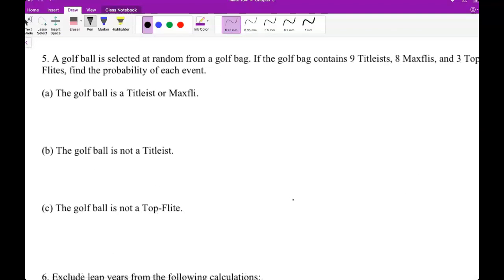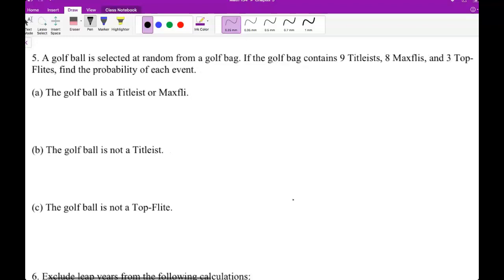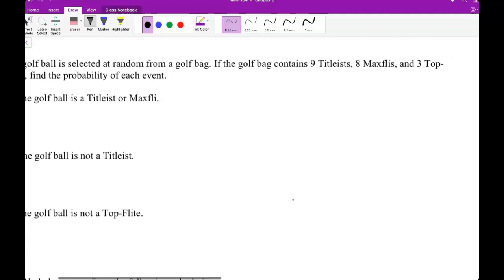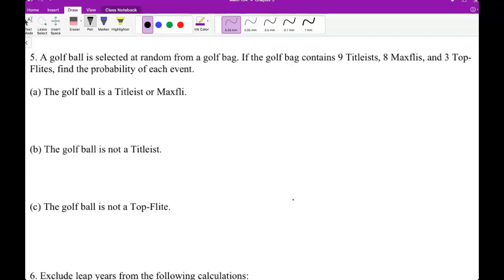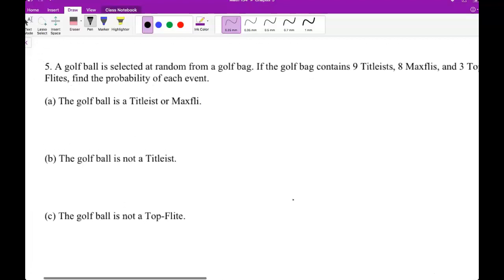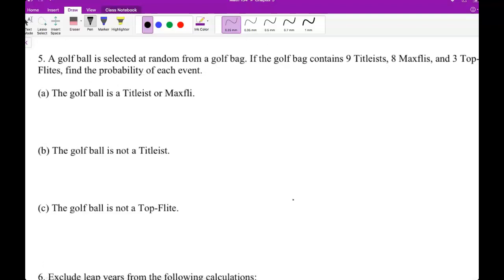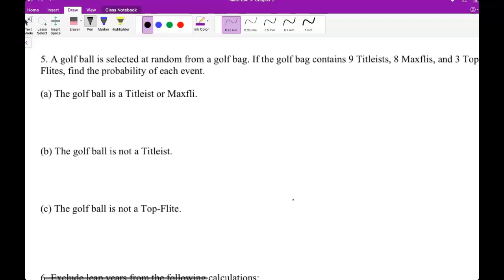Okay, number 5. A golf ball is selected at random from a golf bag. If the golf bag contains 9 Titleist, 8 Max Flights and 3 Top Flights, find the probability of each event. Here again, for the first part, we have two events and it's "or". I'm using T for this part, M for that part. Probability of T or M. It's easy to write that way.